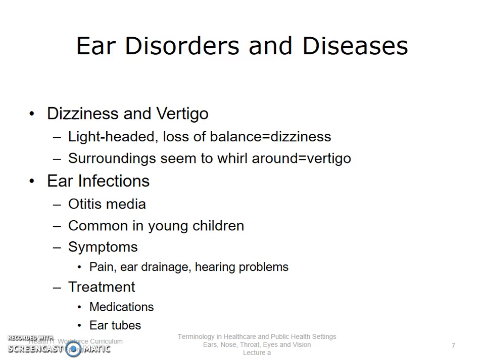If you are lightheaded or feel that you will lose your balance, then you are experiencing dizziness. Vertigo is a sensation of motion in which an individual's surroundings seem to whirl around. Ear infections are common in babies and young children. Most often the infection affects the middle ear and is called otitis media. Symptoms include tugging or pulling at the ears, crying, ear drainage, trouble sleeping, balance difficulties, and hearing problems. Treatment includes pain relievers, medicines such as antibiotics, and with repeated infections, small tubes may be surgically placed inside the ears.